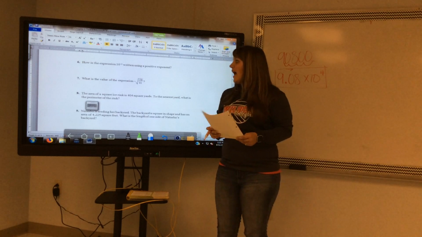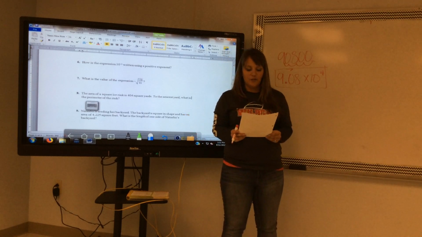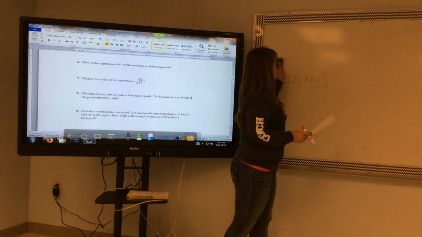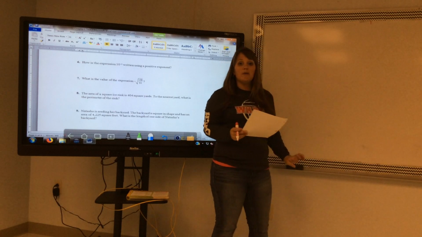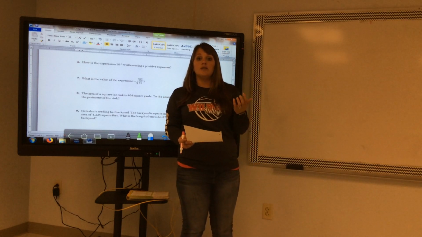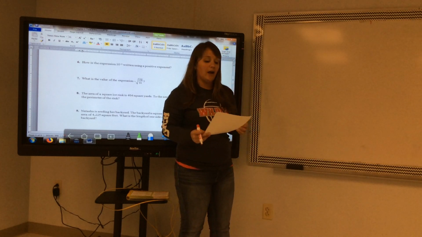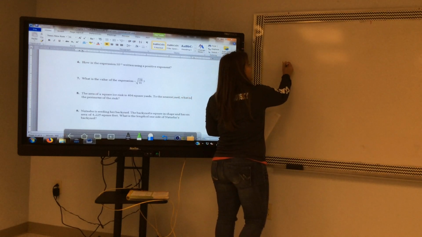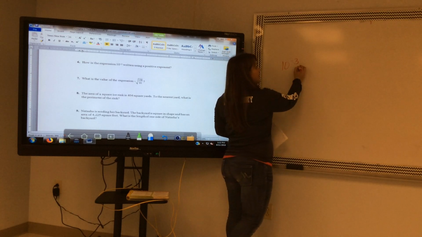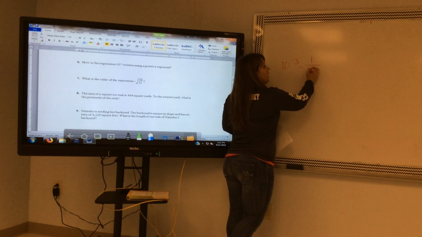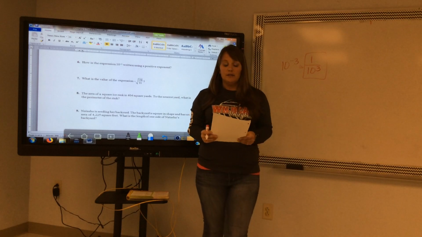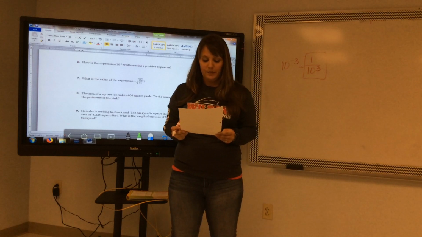Number 6, how is the expression 10 to the -3rd written using a positive exponent? Negative exponents just represent repeated division. And so to divide in math, we represent that with a fraction. So when I have 10 to the -3rd, the only thing I have to do to make that a positive is to put it in my denominator. And I have 1/10 to the 3rd.